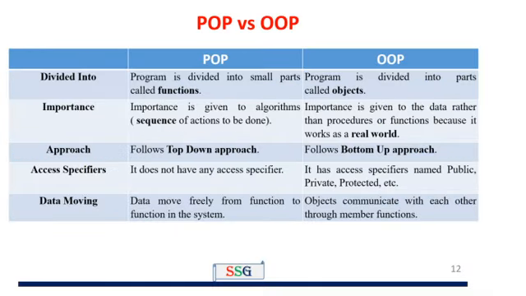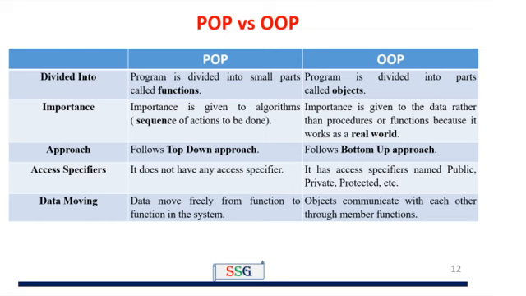The next comparison is between procedure-oriented programming and object-oriented programming. It is one of the important university questions. In procedure-oriented programming, the program is divided into small parts called functions. In OOPS, the program is divided into parts called objects. In procedure-oriented programming, importance is given to the algorithms. An algorithm is a sequence of actions to be done. Here the importance is given to the data rather than functions, because it works like real-world projects.